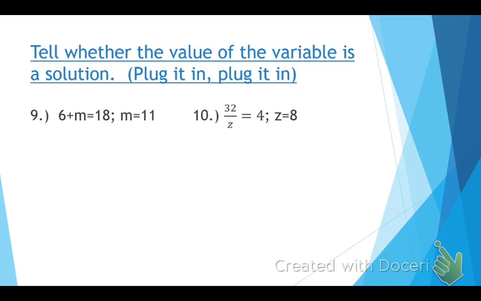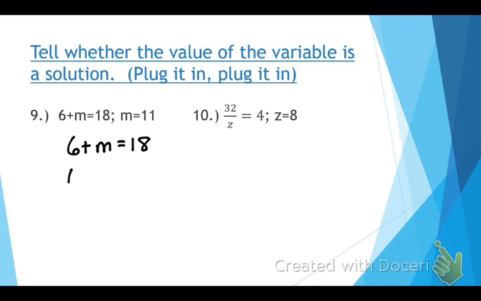Number 9 and 10 say, tell whether the value of the variable is a solution. I put right there, plug it in, plug it in. So all we're going to do is plug in what that value says. So start with your original variable expression, 6 plus m equals 18. Help me out, please, Nicholas, to know what to do next. Plug it in.